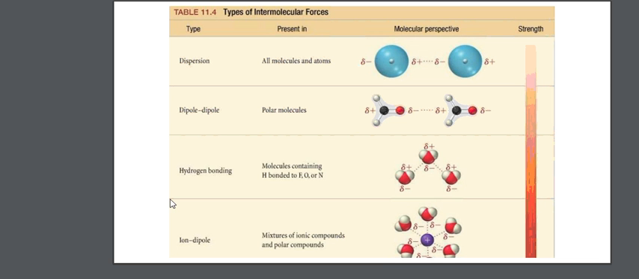And then lastly, the strongest of the interactions are mixtures of ionic compounds and polar compounds, like salt and water, for instance. It's an ion-dipole. Let's say this positive here is sodium plus. It'll be attracted to the negative of water, and that's why it's called an ion to a dipole. Dipole because this is a polar molecule with a plus and minus charge. Very, very strong interactions. That's how sodium chloride can dissolve into water.